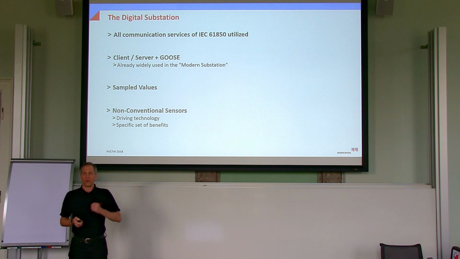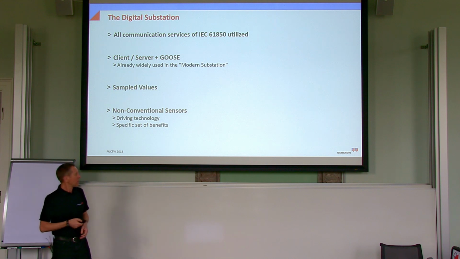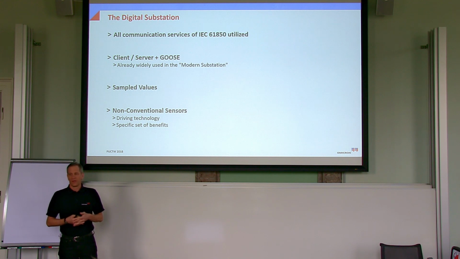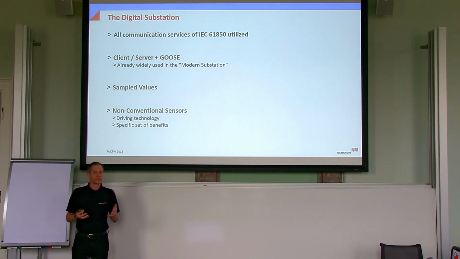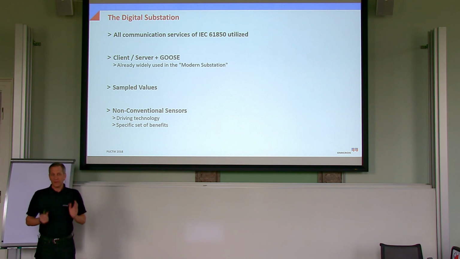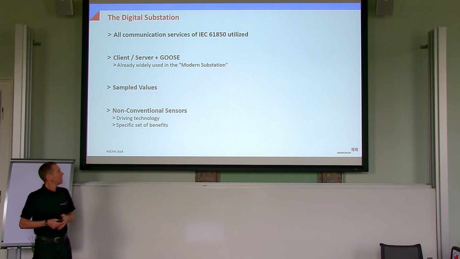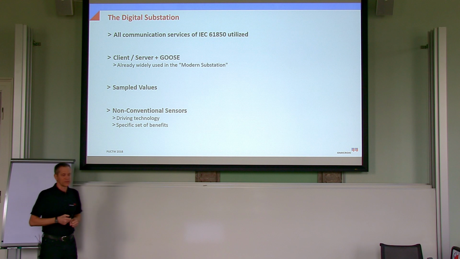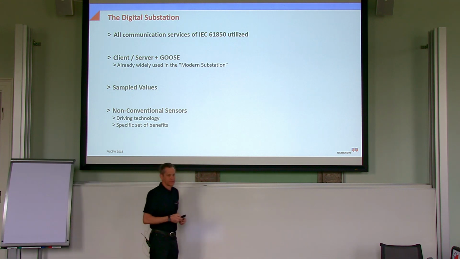And furthermore, to really see the full range of benefits that we can get, we also imply that we use non-conventional sensors. You might know there is a way, and I think this will be also implemented quite a lot, to connect conventional current and voltage sensors to merging units and to digitize it and use it on a process bus. That will be good. That will help a lot. But the full range of benefits will come when we also use non-conventional sensors.